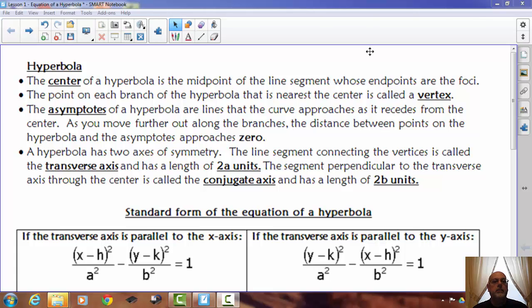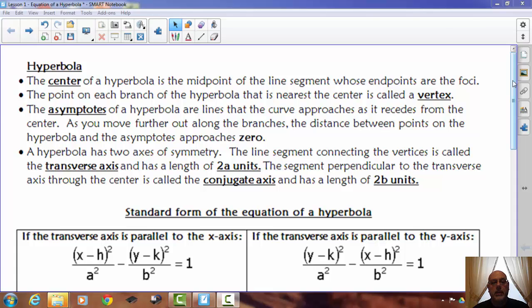Hyperbolas are curves that open opposite each other. So, just like the ellipse and the circle, the hyperbola has a center. In this instance, the center is the midpoint of the segment drawn between the two focus points.